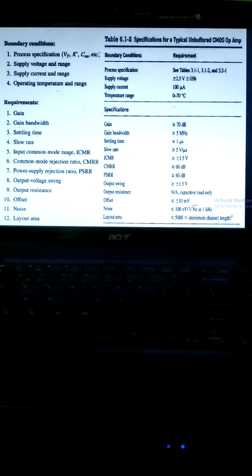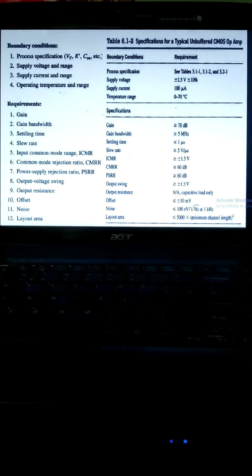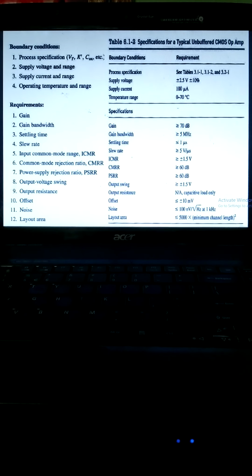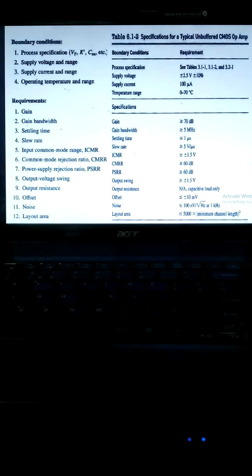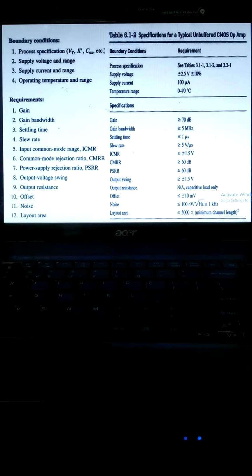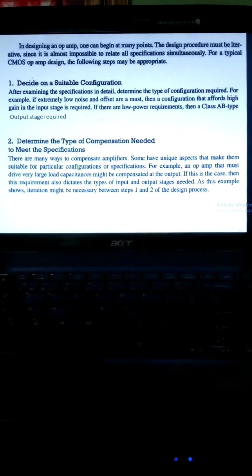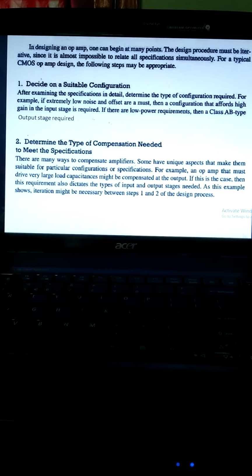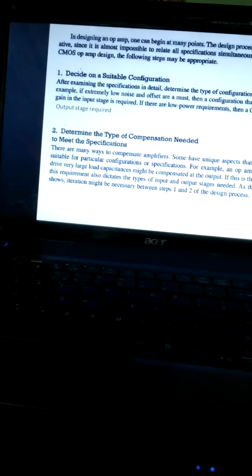The table on the right-hand side of your screen shows some of the values which are required, and these are called the ideal values, specified when we design any type of op amp. Now for designing any op amp, we have to start from some feedback point or feedforward path point. In designing an op amp, one can begin at many points.